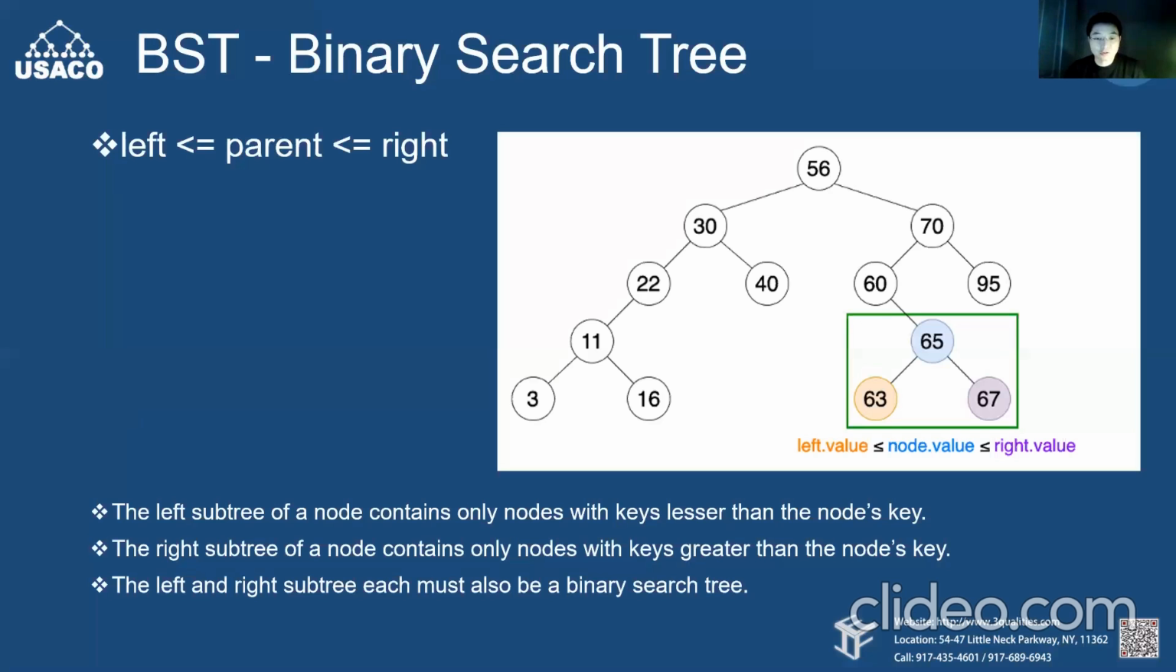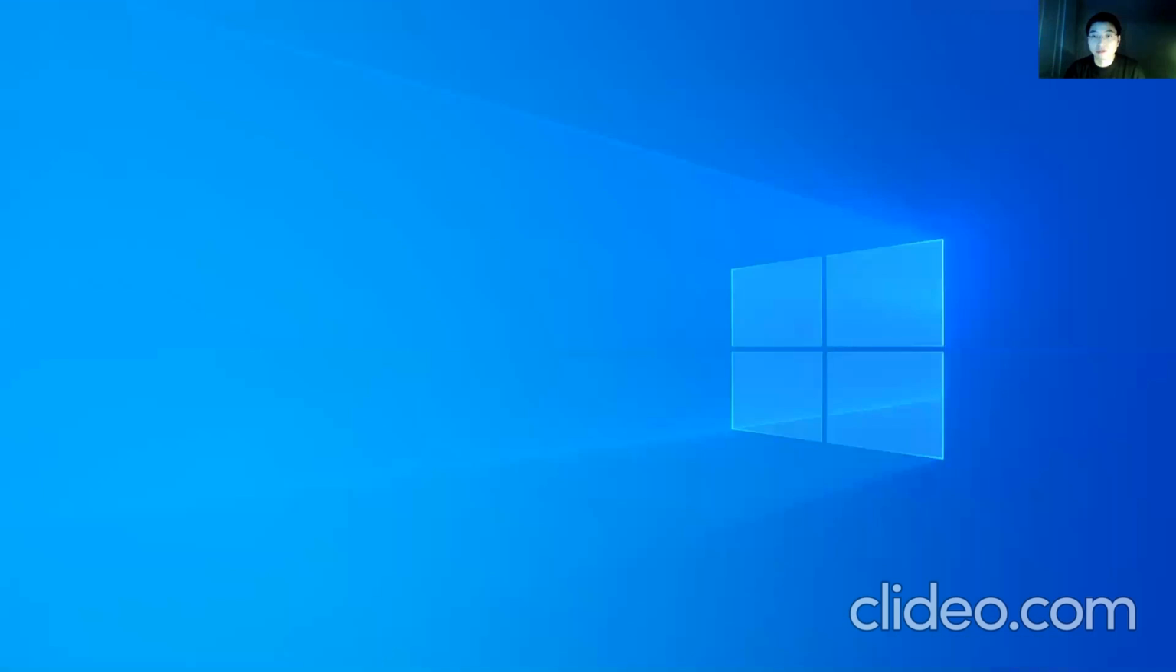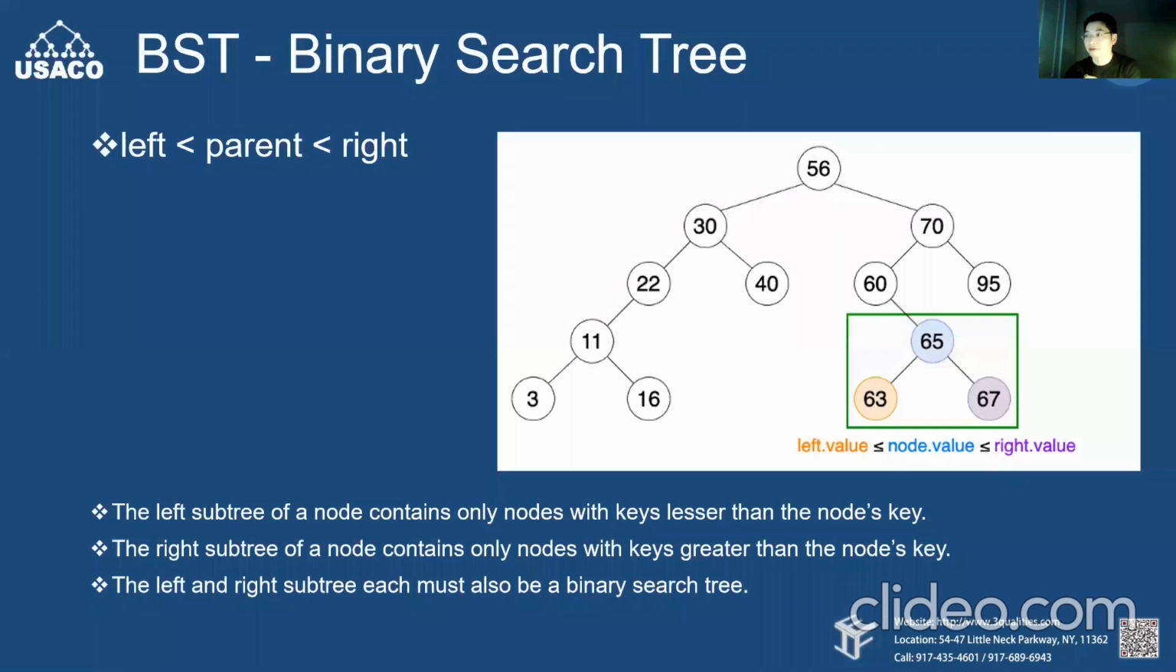To be more accurate, I don't think I need to include the equal part. That will be easier, right? So left is always smaller than parent, and parent is always smaller than right. Which means what? If I'm the parent, if I'm the root, I'm in the middle. If you are smaller than me, go to my left. If you are bigger than me, go to my right.